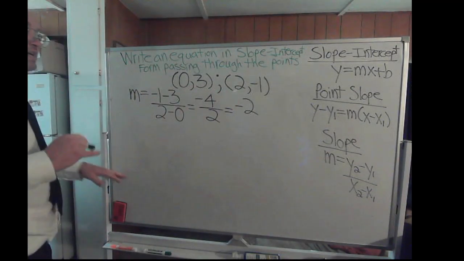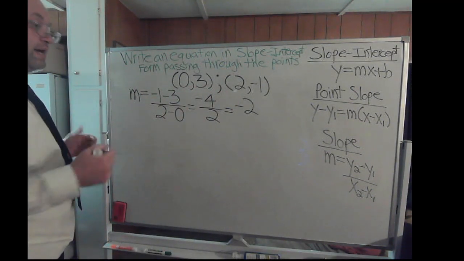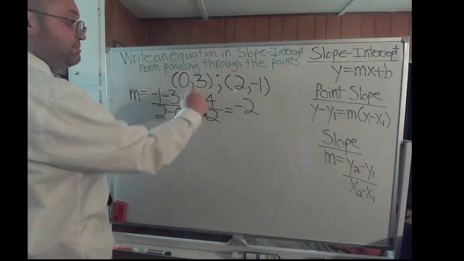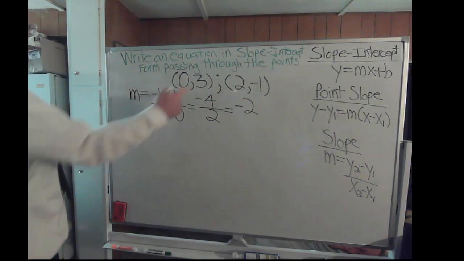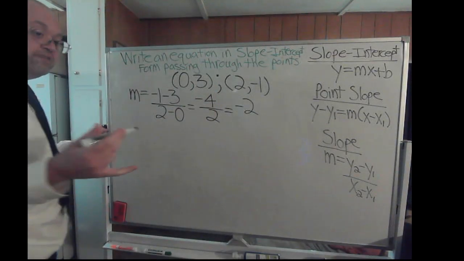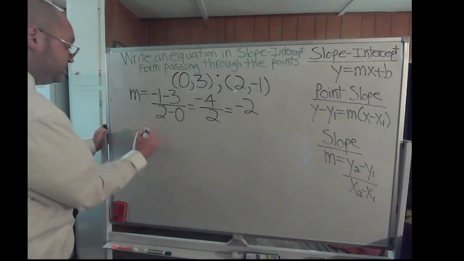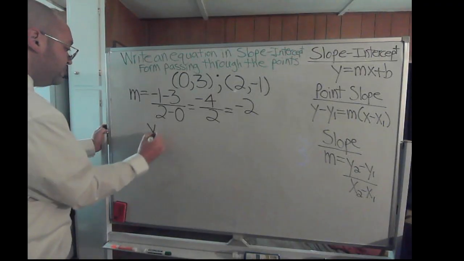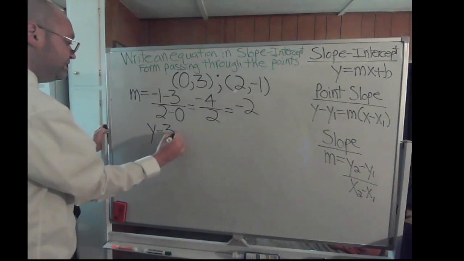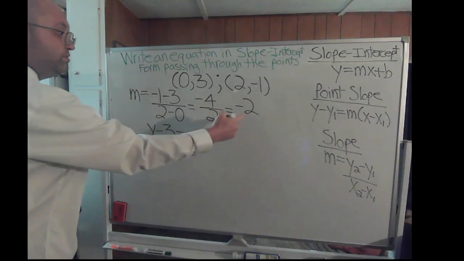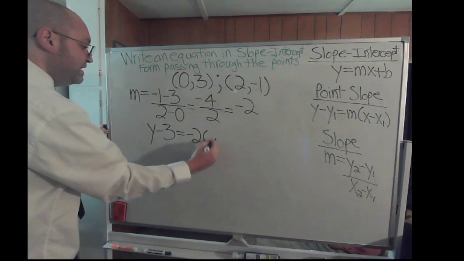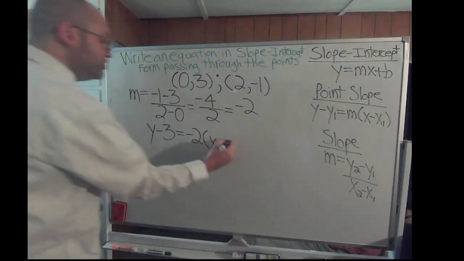We have identified the slope. So go ahead and pick whichever point you want to work with for your point-slope form. It doesn't matter. For me, I'm picking (0, 3). You could pick (2, -1). You should arrive at the same result. So let's do y minus your y1, which is 3. You'll have y minus 3 equal to your slope of -2 times x minus your x sub 1, which is 0.